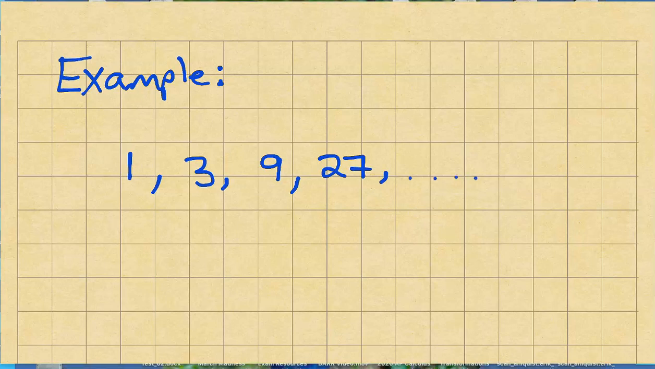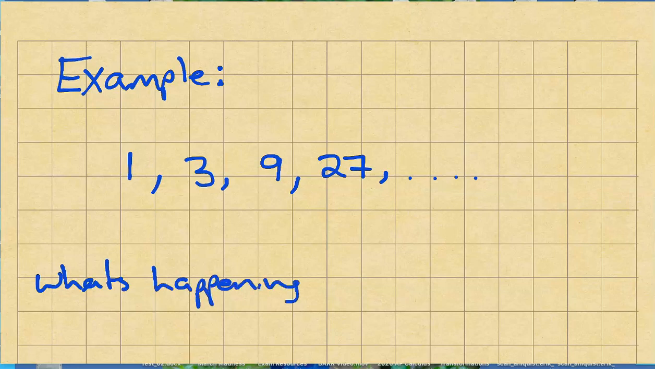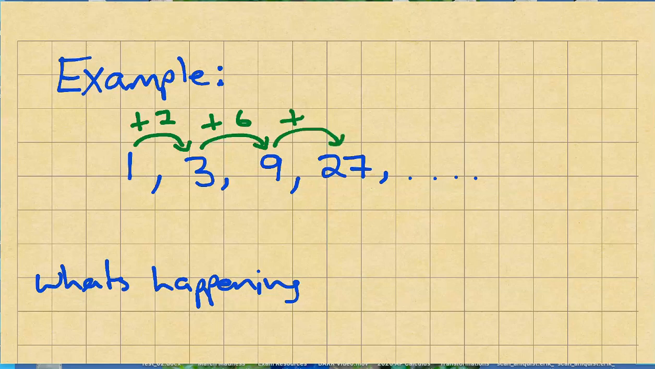So here's my example. We're going to take the sequence 1, 3, 9, 27, and look at what's happening. You may already realize what's happening. You just got done doing a lot with arithmetic sequences, that go up by the same amount each time. If you look at this one, this is going up 2. And then to go from here to here, it's going up 6. And then going from here to here, it's up 18.